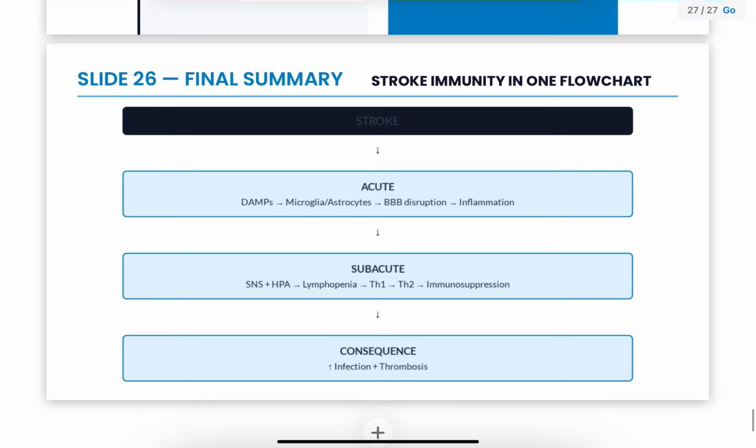Lastly, for the final summary here, we start with the stroke, obviously, and then during the acute phase, we are going to have the cell death, the DAMPs, the microglia and astrocyte, BBB disruption, inflammation, and then this active microglia and astrocyte will do its job in this case. Okay, then in the subacute phase, we're going to have the sympathetic and the HPA axis, a shift between Th1 and Th2, and immunosuppression. We called it the OP.